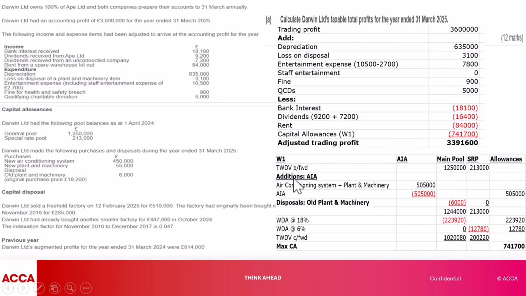Now, with the additions, which ones will ideally qualify for AIA? Both the air conditioning system and plant and machinery will. Cars are usually one of the assets that don't qualify for such. So you'll claim your AIA, and transfer the AIA to the allowance section. Then we have a disposal here of some old plant and machinery.